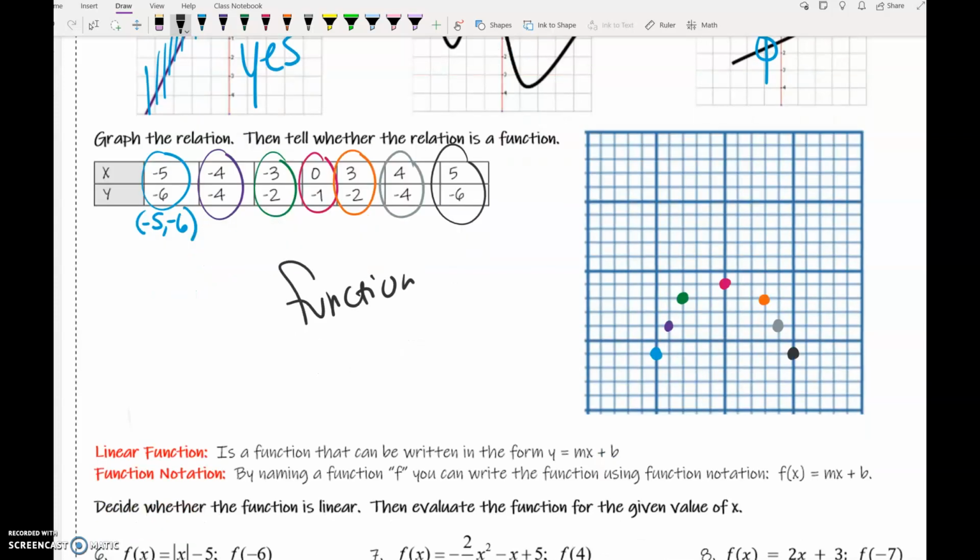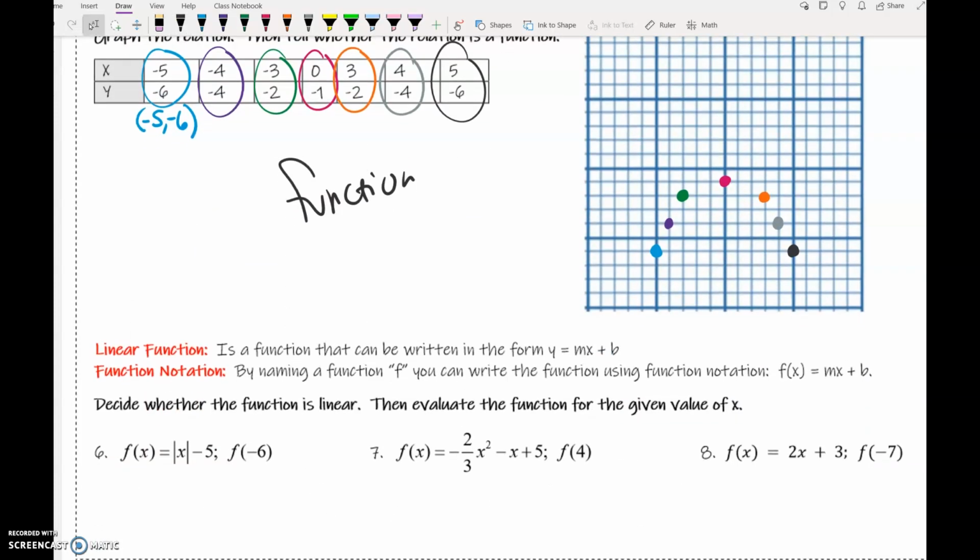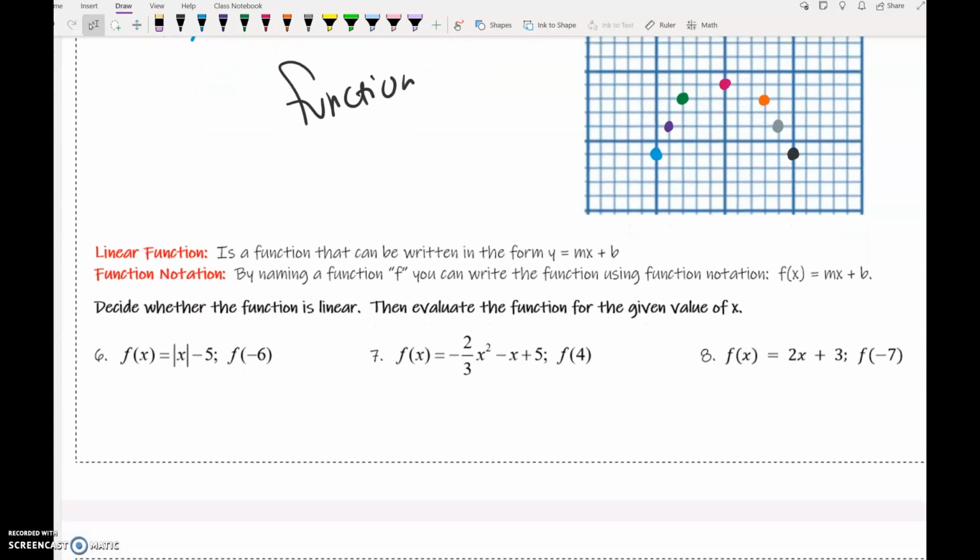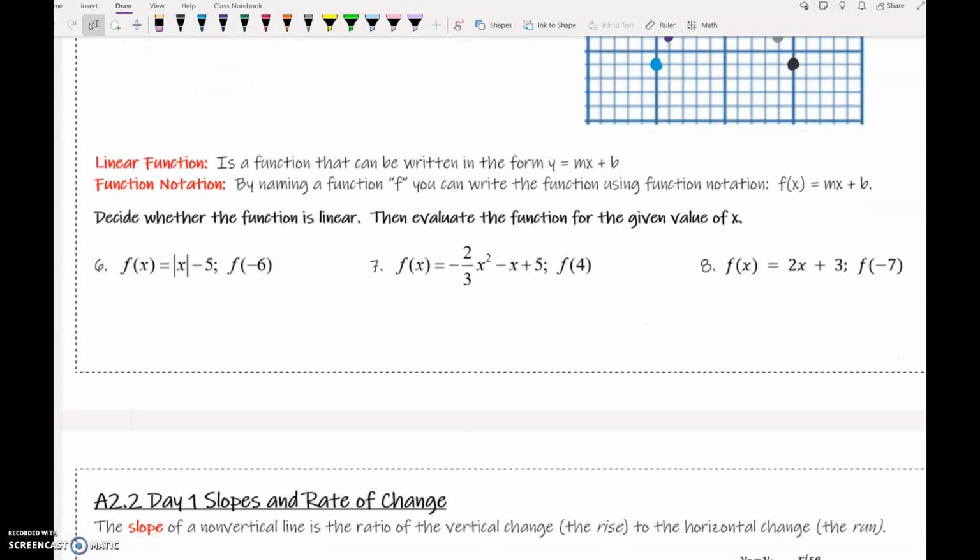All right. A linear function is a function that can be written in the form y equals mx plus b. Basically, plain, ordinary x. Not x squared, not x to the third, not x on the bottom of a fraction, just plain, ordinary, run-of-the-mill x. So we need to decide, are these linear functions? Then evaluate for the given value of x.